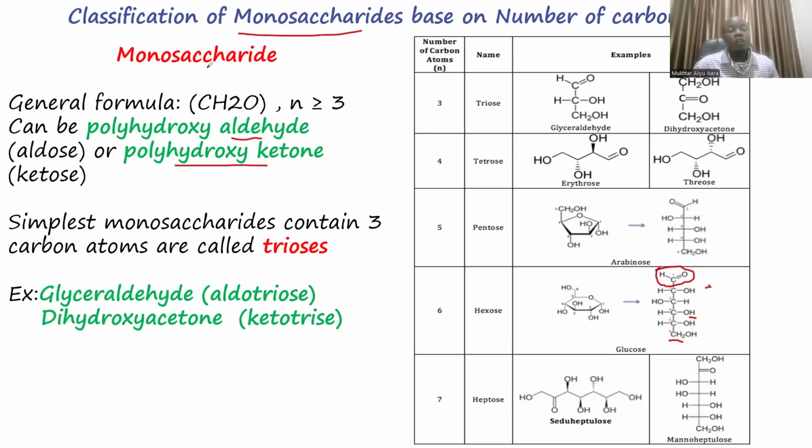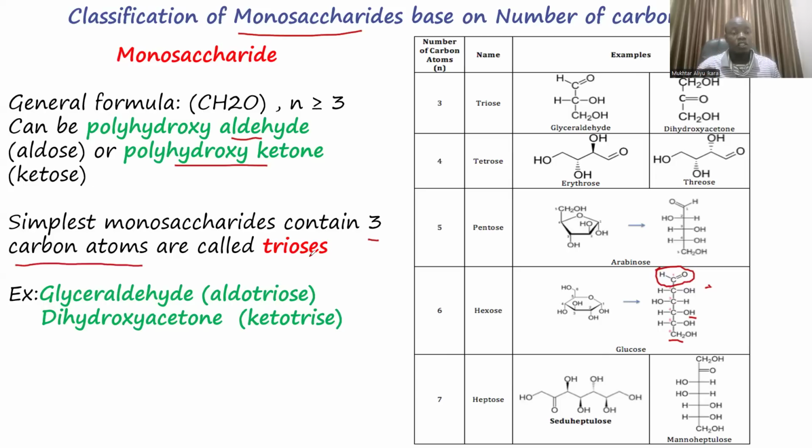So the monosaccharide is the simplest carbohydrate, because it can never be hydrolyzed to produce other sugars. It cannot be hydrolyzed, and that is why it is called a simple sugar or monosaccharide. Among the monosaccharides, we classify them based on the number of carbon. The simplest carbohydrate that we have is the 3 carbon monosaccharide.